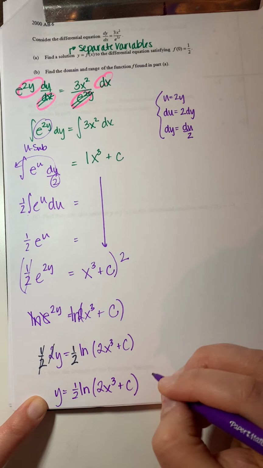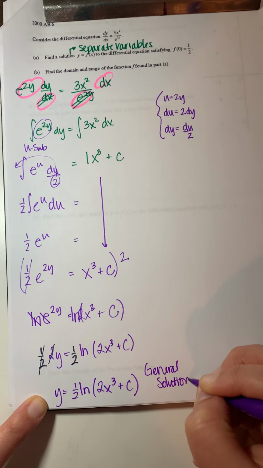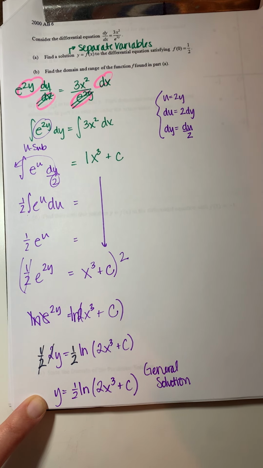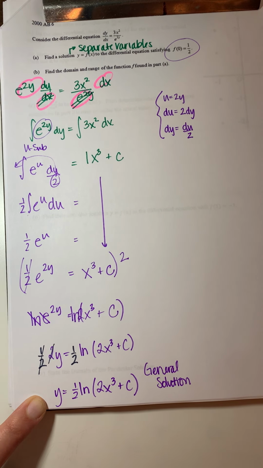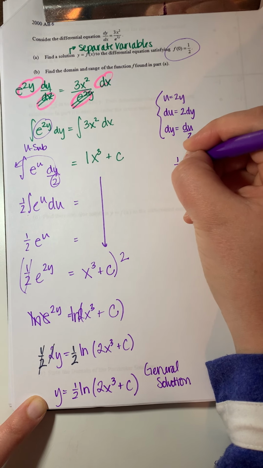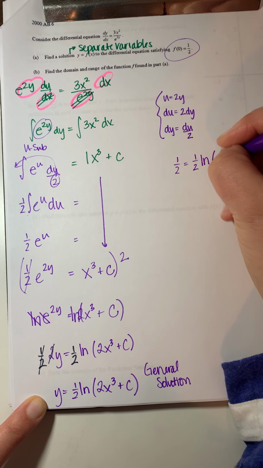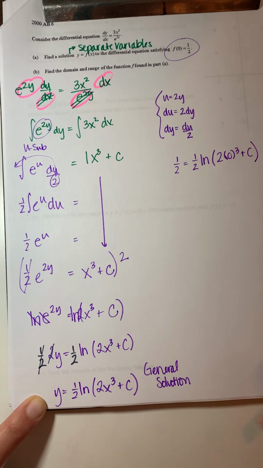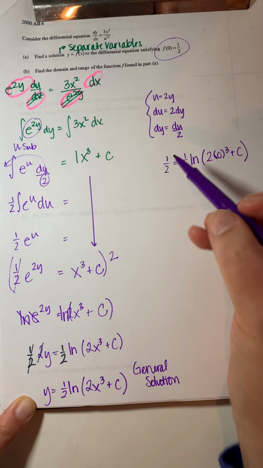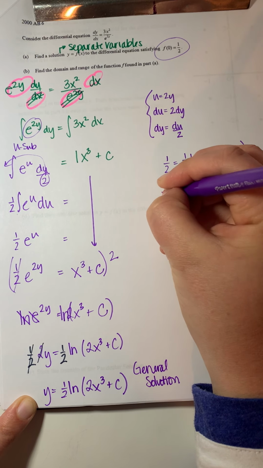Now, remember, this is my general solution. I need a particular solution. So if this is my general solution and I need a particular solution, I need an ordered pair. They gave it to me right here. It says my solution has to satisfy that f of 0 is a half. So a half needs to be the answer when I plug in a 0. Okay, let's see what happens there.